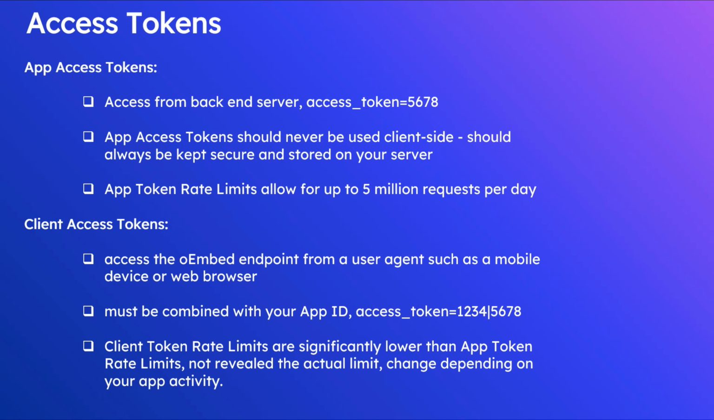Client access tokens access the OEmbed endpoint from a user agent such as a mobile device or web browser. This must be combined with your app ID. The syntax is access_token equals 1234, that is the client access token, then the pipe symbol, then the app ID. Client token rate limits are lower than app token rate limits. The actual value is not revealed. The limit depends on your app activity.